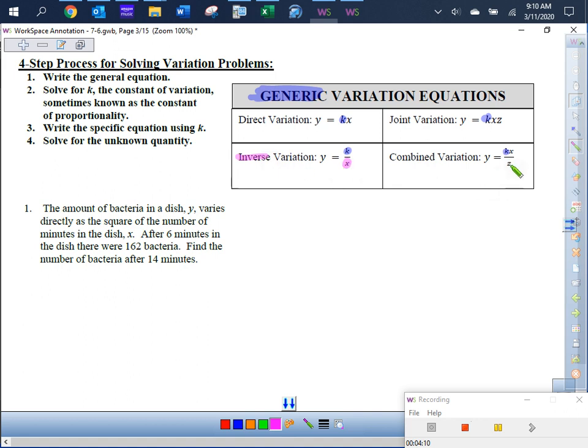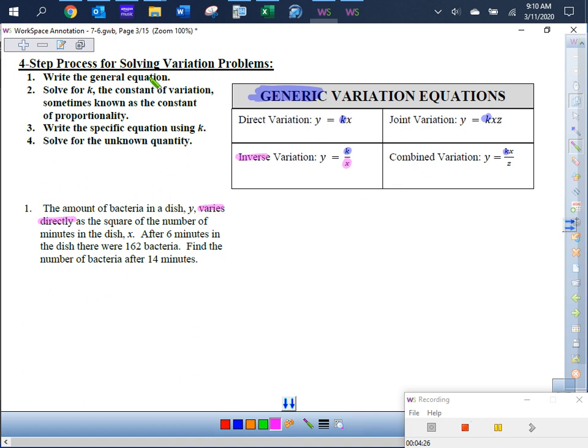Yes, it happens in combined, but we'll see that later. So let's just start. Here's a story. The amount of bacteria in a dish, they're calling that y. Here's the magic word, varies how? Directly. As the square of the number of minutes in the dish, x. After 6 minutes in the dish, there were this many bacteria. Find the number of bacteria in 14 minutes.